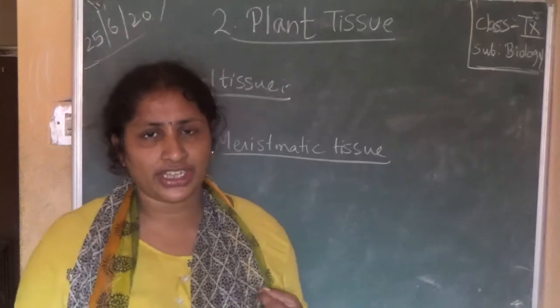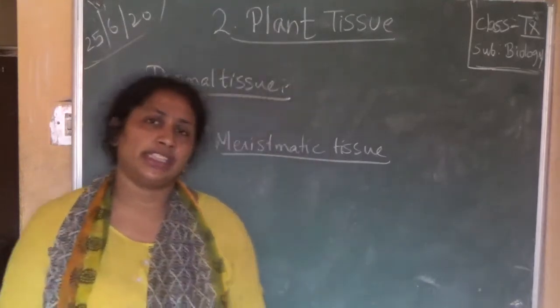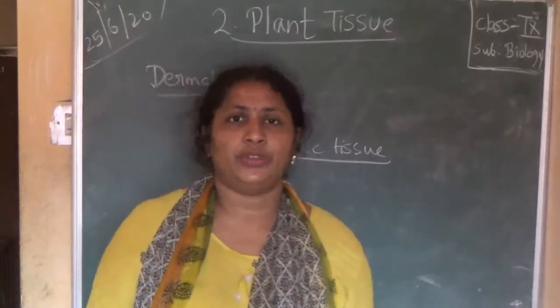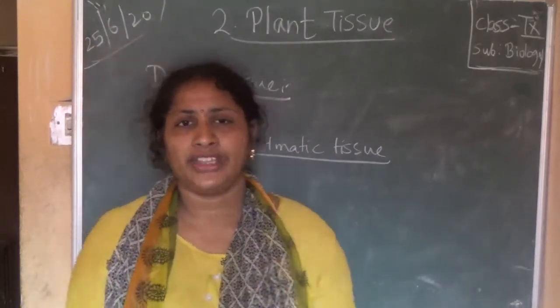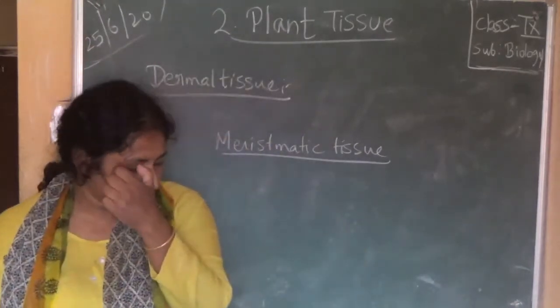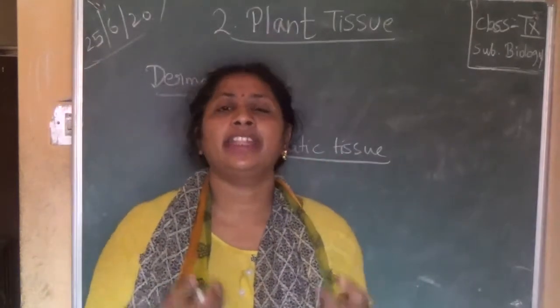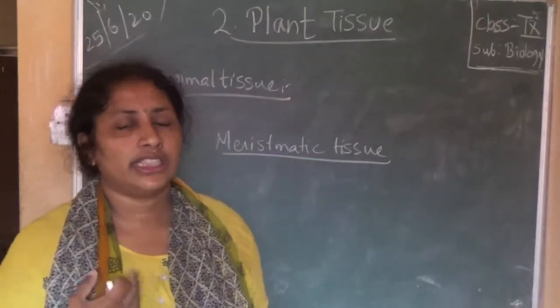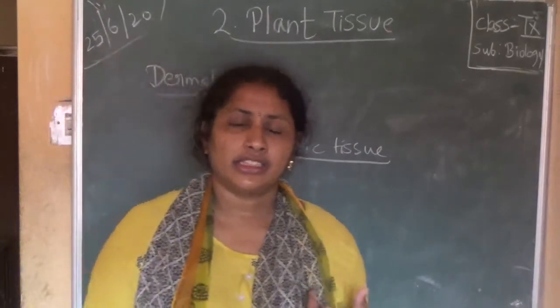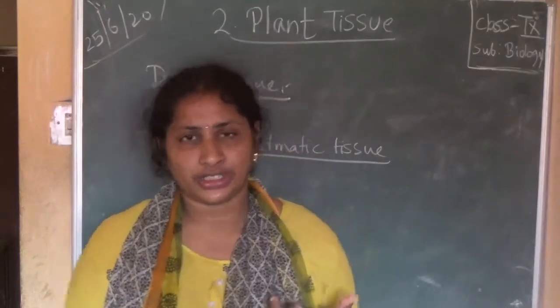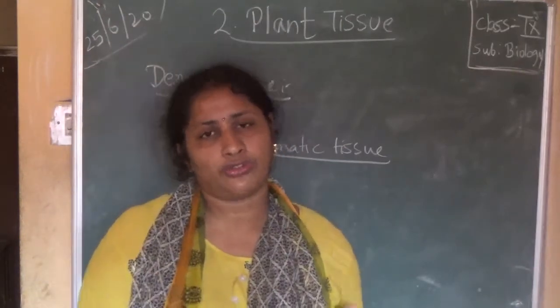And the main function of meristematic tissue is that they divide very actively. They go on dividing and help the plant to grow upwards and downwards. So the main function of meristematic tissue is nothing but growth of the plant.